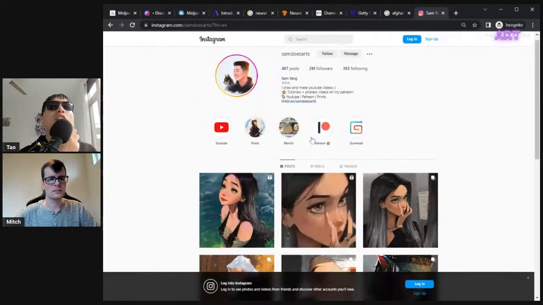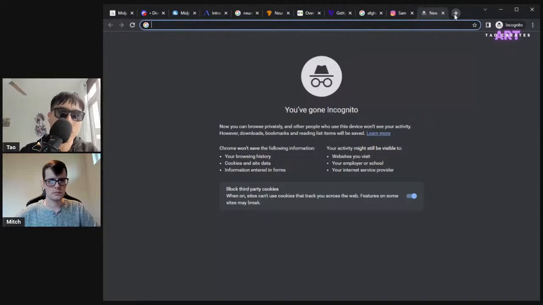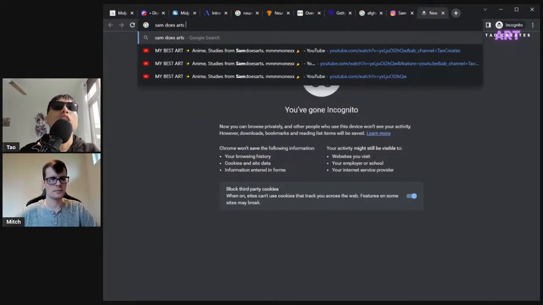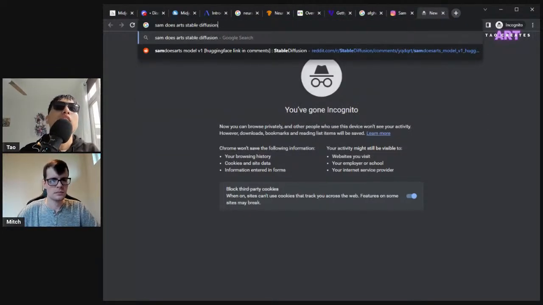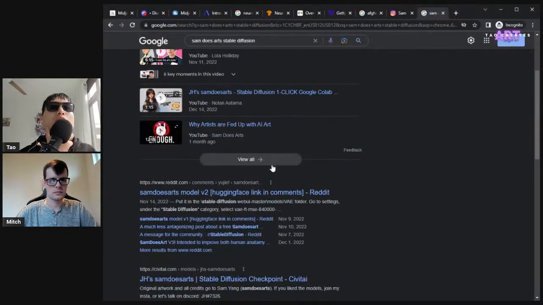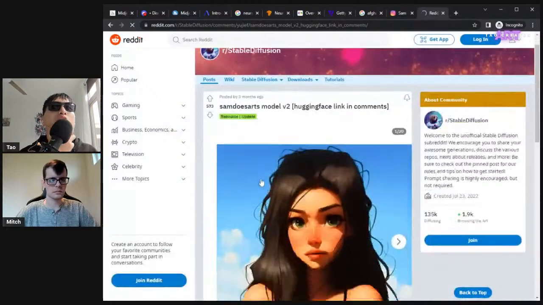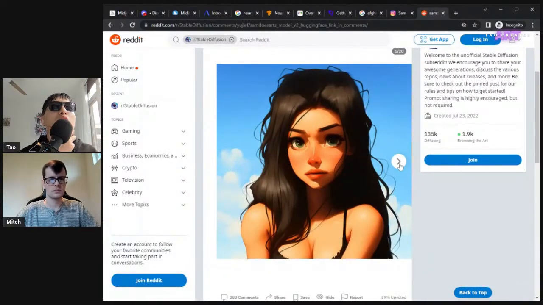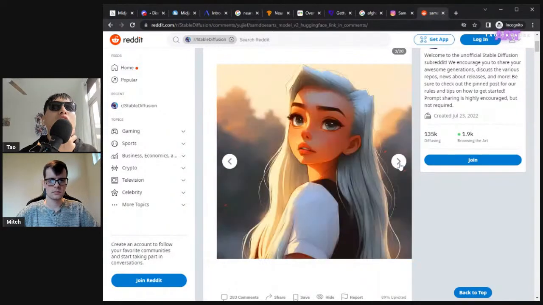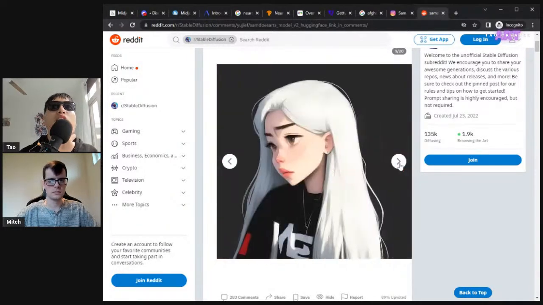Someone used one of the AI art models, trained it on his images, and then started replicating versions of Sam Does Art's style. Let me find that. His contention was that they unfairly used his art to train this model. You can see this is what the model is able to produce, and it looks very, very similar to his art style.